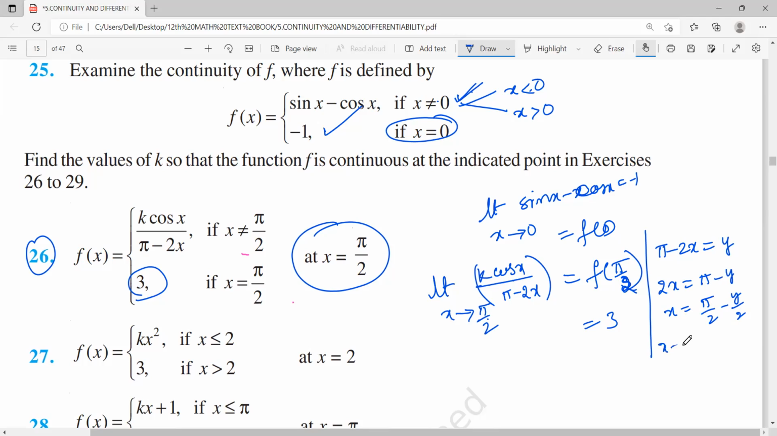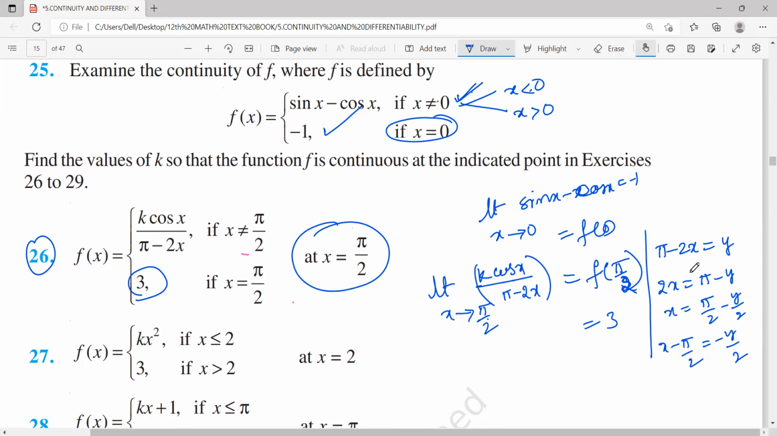Yeah, x minus pi by 2. See, x minus pi by 2 equal to minus y by 2. So why did we subtract pi by 2 from x? Okay, I'll tell you. We just need to replace x, that's it.